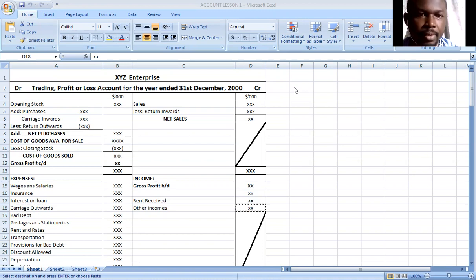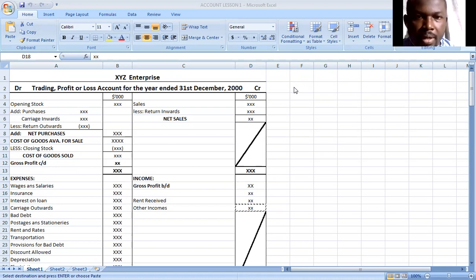I'm here to talk about something little, but this is not actually for the beginners in accounting. I have made these accounts here, a trading profit or loss account. Now, this is a typical example of a sole proprietorship business. This is the kind of account that at least a modern sole proprietorship business, a trading business, should keep.